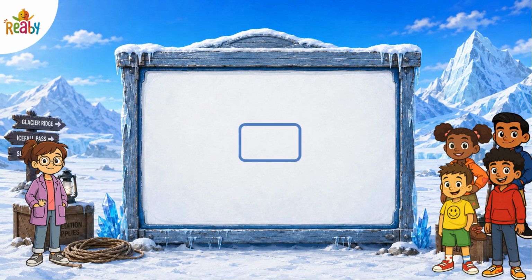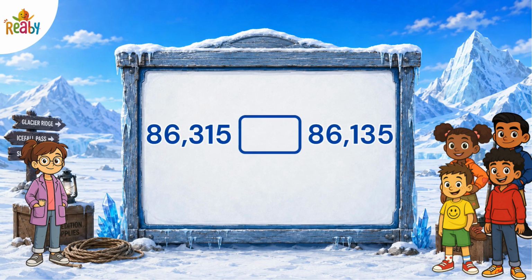Challenge 4. Which symbol makes this true? The 10,000s and thousands digits are the same, so we compare the hundreds digits. 3 hundreds is greater than 100, so 86,315 is greater than 86,135.